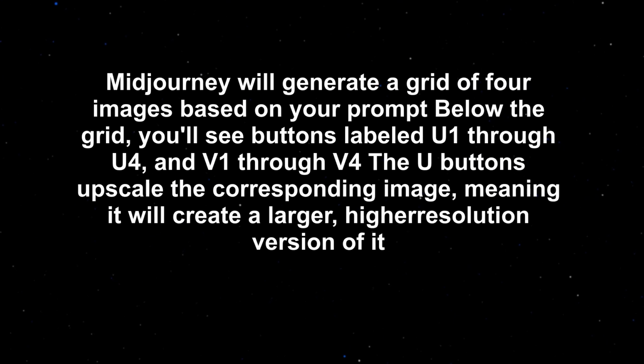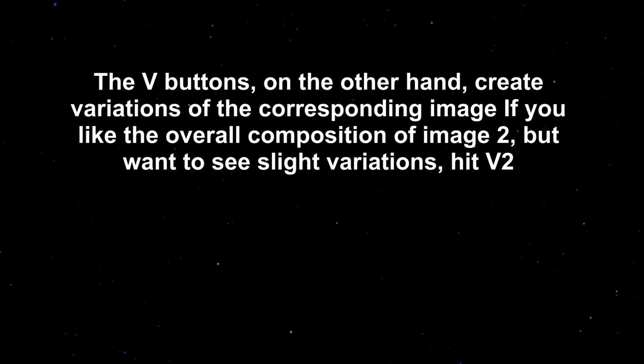Midjourney will generate a grid of 4 images based on your prompt. Below the grid, you'll see buttons labeled U1 through U4 and V1 through V4. The U buttons upscale the corresponding image, meaning it will create a larger, higher resolution version of it. The V buttons, on the other hand, create variations of the corresponding image. If you like the overall composition of image 2, but want to see slight variations, hit V2.